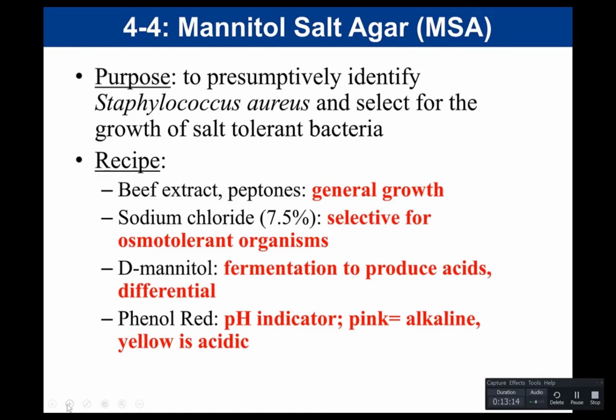Our D-mannitol, that's our sugar. It's there for fermentation to produce acids. And again, this is going to be our differential ingredient because remember from our table, Staph aureus can ferment it, Staph epidermidis does not. And so we'll be able to look at the agar to see if it's presumptively Staph aureus. And then lastly, we have our phenol red. And phenol red, we all know, is our pH indicator. It's pink when alkaline and yellow when acidic.